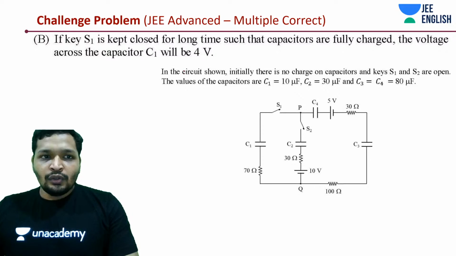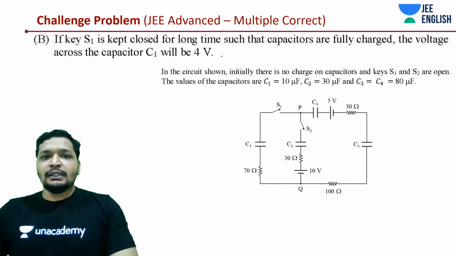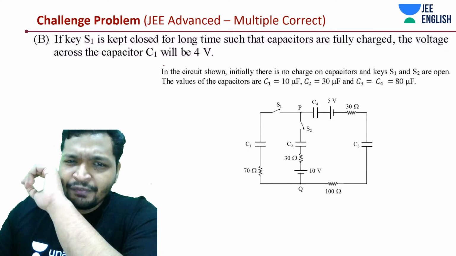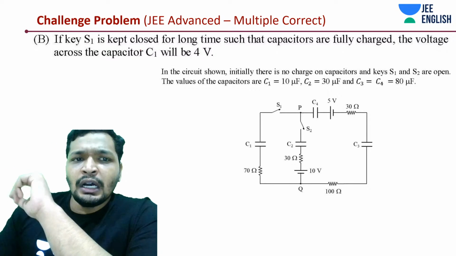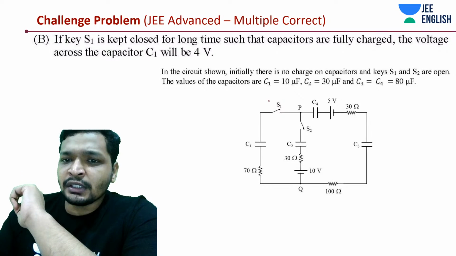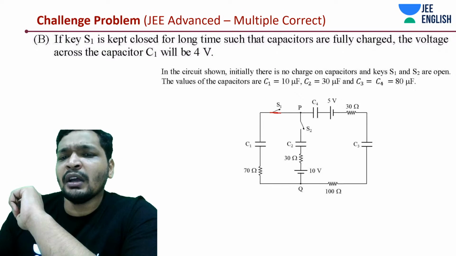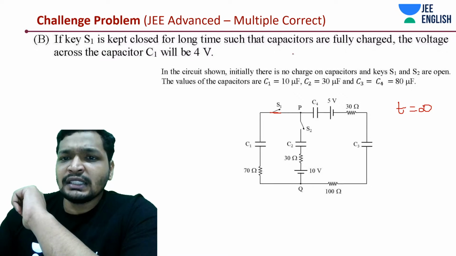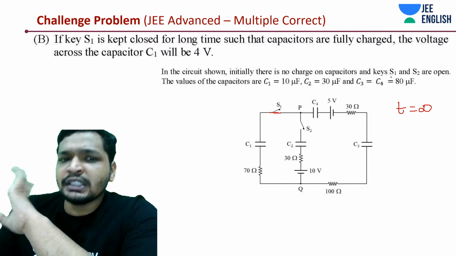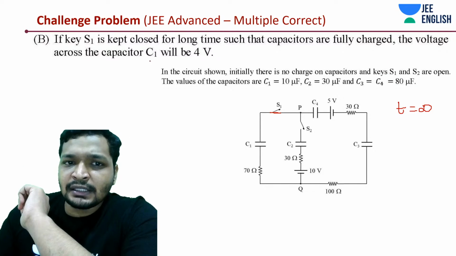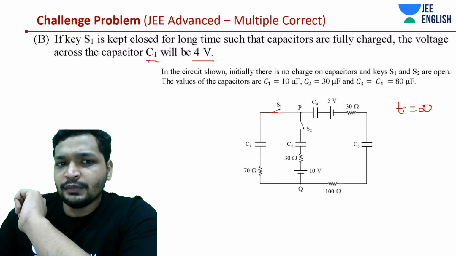Okay. So B says, simple question, guys. Notice it carefully. Very simple question. S1 is closed for a very, very long time. Now it's like t is equal to infinity, such that the capacitors are fully charged. The voltage drop across capacitor C1 will be 4 volts.